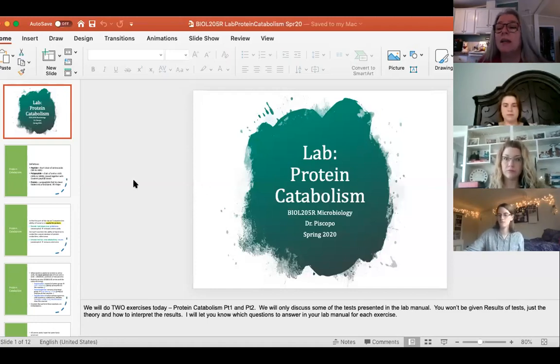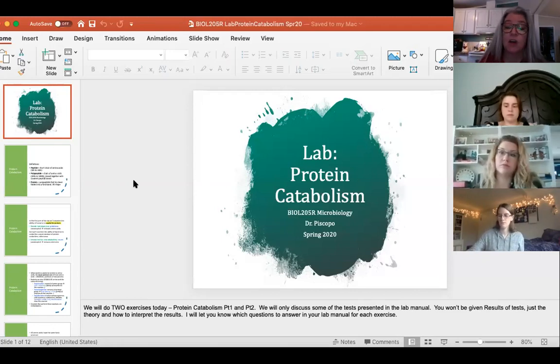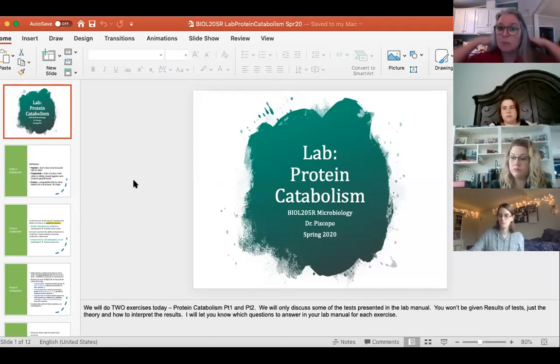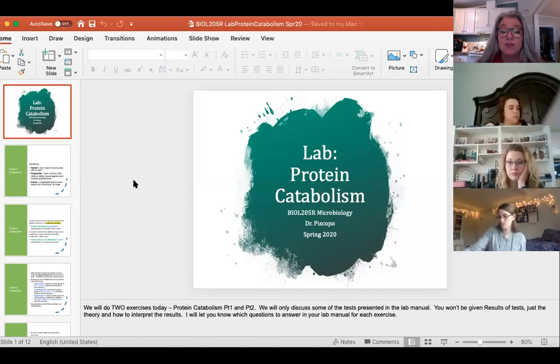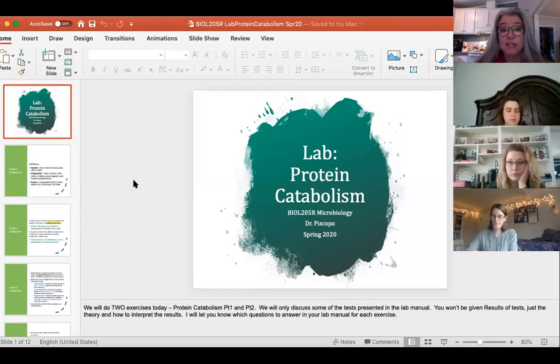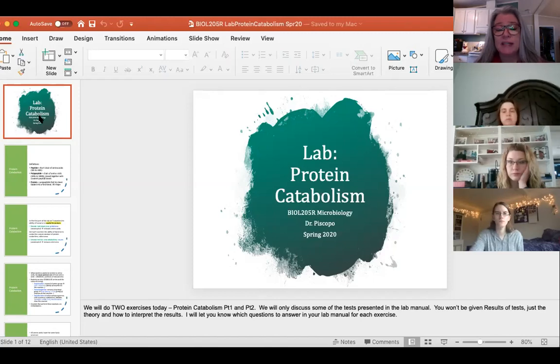So we've been talking about metabolism in terms of carbohydrate. And we've talked about how different microbes use carbohydrate as a source of fuel, as a source of energy. We talked about all the different tests involved in identifying whether or not a microbe is capable of using certain sugars and whether they're using them for respiration or for fermentation. So today we're going to move over and talk about protein.